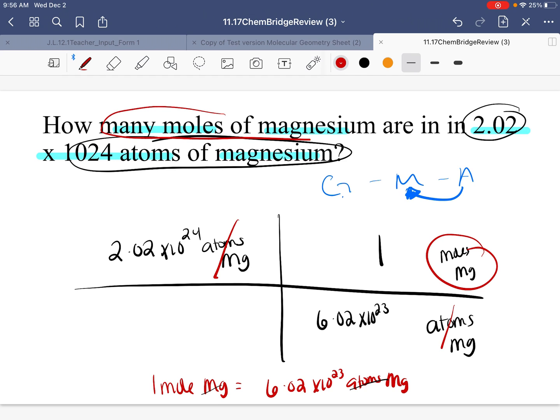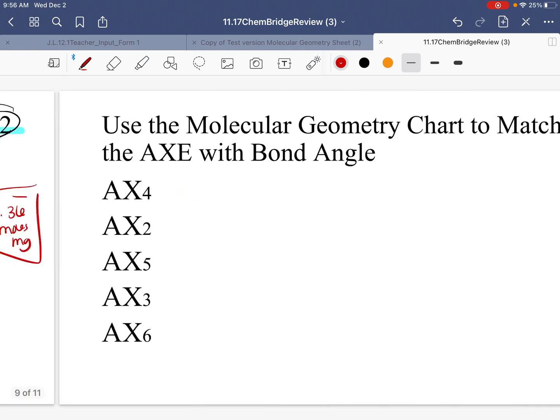What am I looking for? Moles of magnesium. And you're good to go, guys. Plug it into the calculator. It would be 2.02 times 10 to the 24 divided by 6.02 times 10 to the 23. Solve for it, guys, and double check your work. You should get around 3.36 repeating moles of magnesium. This is probably the toughest that I get on the exam for math problems. Again, review the problems, practice them, write them on your own so you have that muscle memory of it.